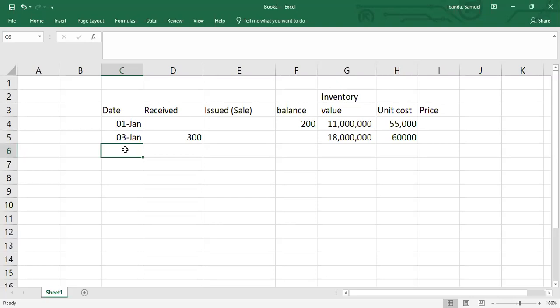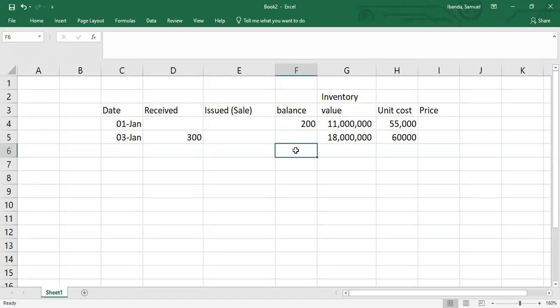Now we are going to the issue. But before we get to the issue, we need to determine what our closing balance is here.